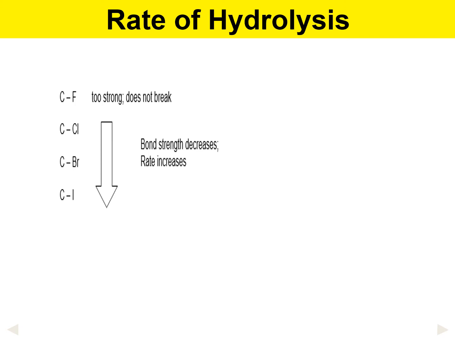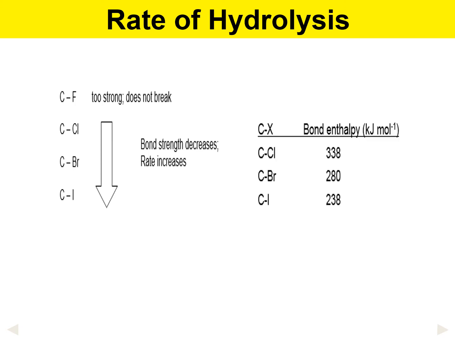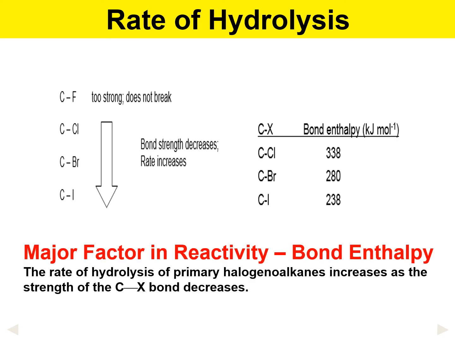We can explain this if we look at the bond enthalpies of the carbon-halogen bond. If you have a look at the table on the right, you can see that the carbon-iodine bond is the weakest and the carbon-chlorine bond enthalpy is the strongest. So the major factor in reactivity is the carbon-halogen bond enthalpy. The rate of hydrolysis of primary halogenoalkanes increases as the strength of the carbon-halogen bond decreases.